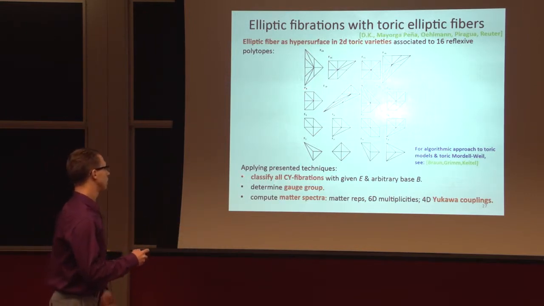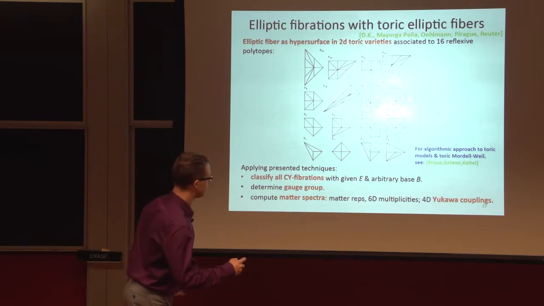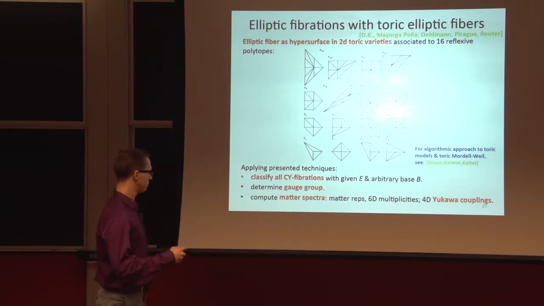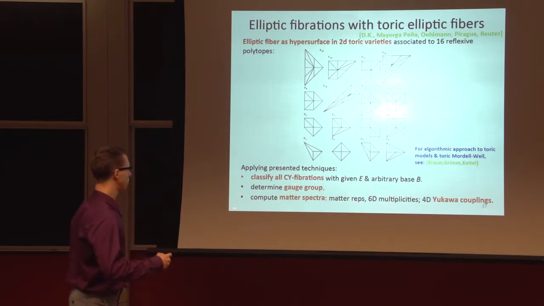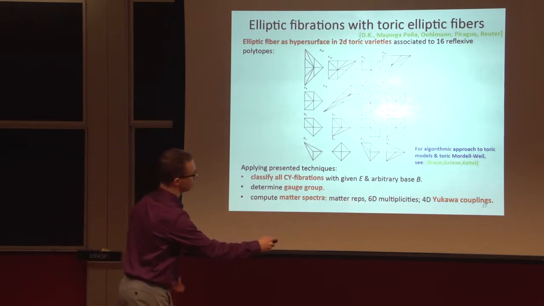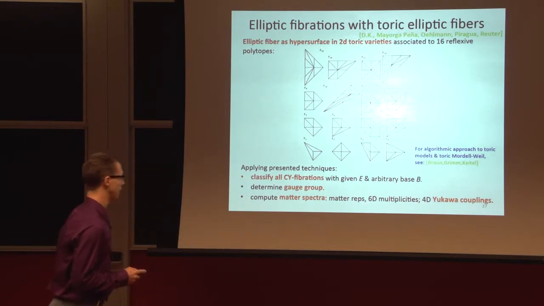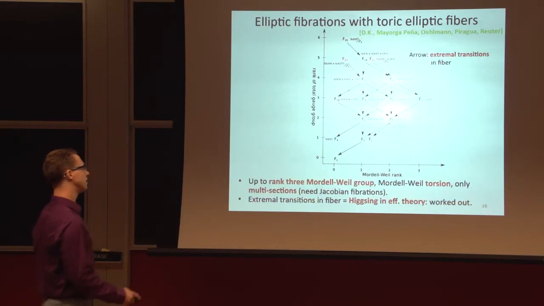So again, let's classify all elliptic fibrations of these curves over a given base. This is possible. Then determine the gauge group, and then work out the matter spectrum, matter representations, multiplicities, and the geometric Yukawa couplings. So here are the results.